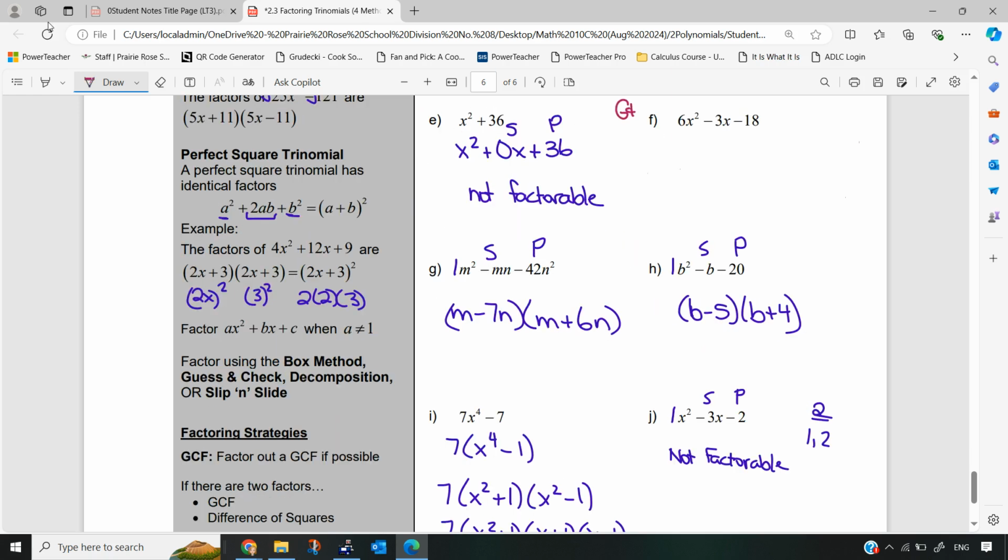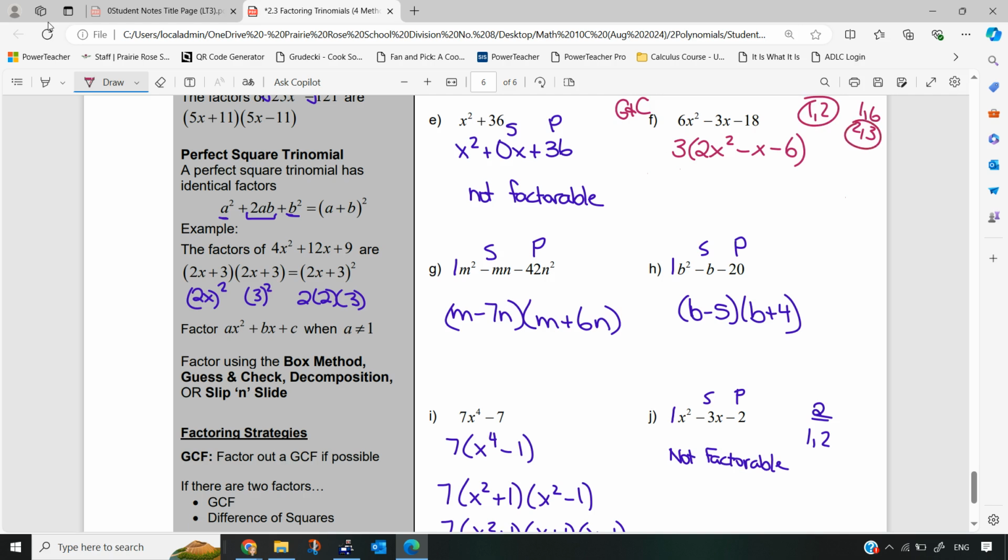Guess and check. But again, I'm going to start by looking for a GCF. In this case, I can pull out a 3. That leaves me with 2x squared minus x minus 6. I'm going to factor the first and the last terms individually. So I have 1 and 2, and then I've got 1 and 6 and 2 and 3. I'm looking for a grouping of numbers that's going to give me a product of negative 6 and a sum of negative 1. In this case, 1 and 2 and 2 and 3.